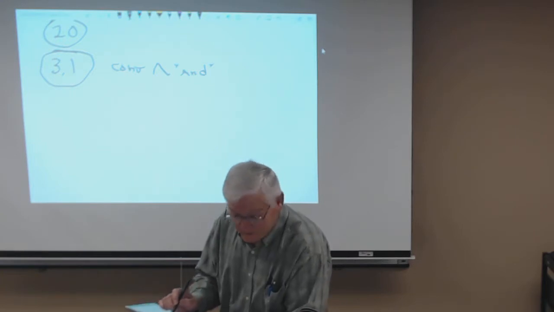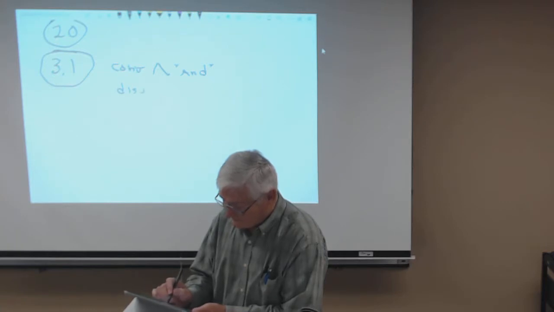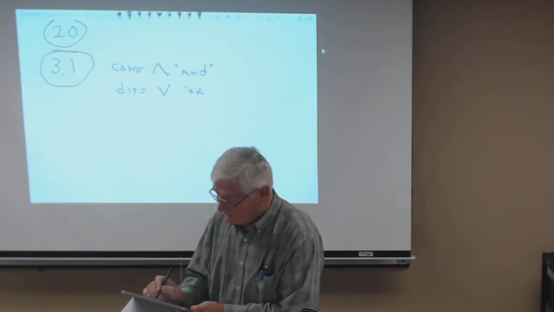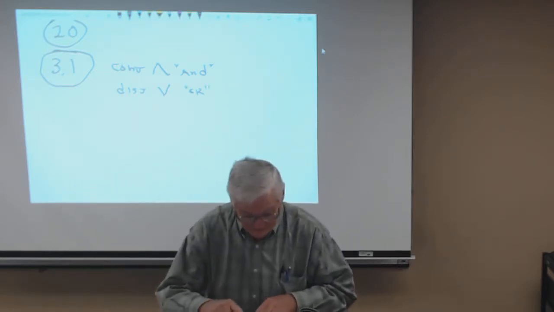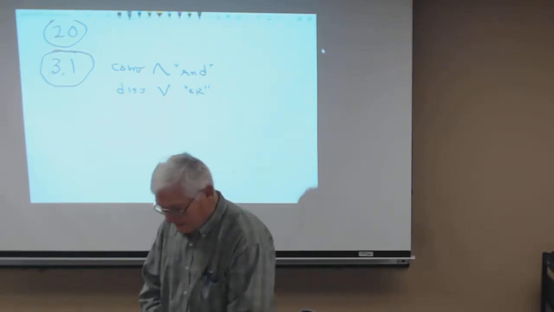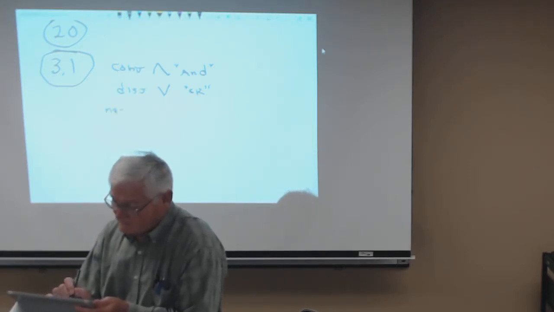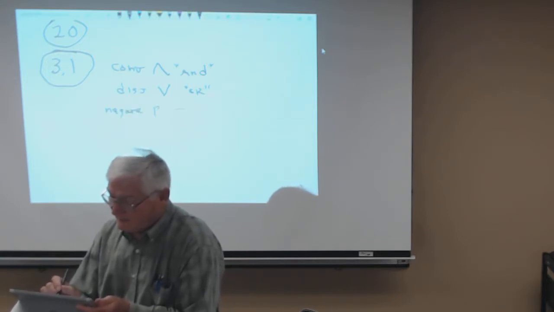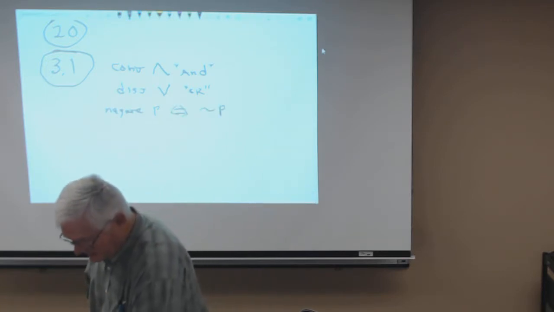And the second one on page 109 you put on your card is disjunction. And that's or. Okay? Then you turn the page. Then negation. Put on your card negate. P is tilde P, not P.